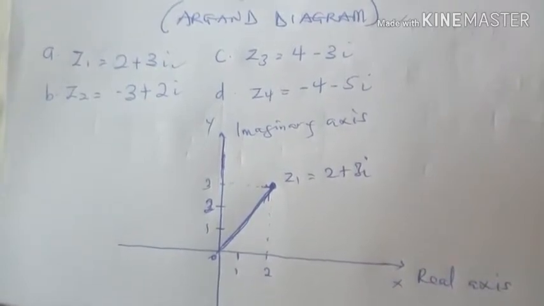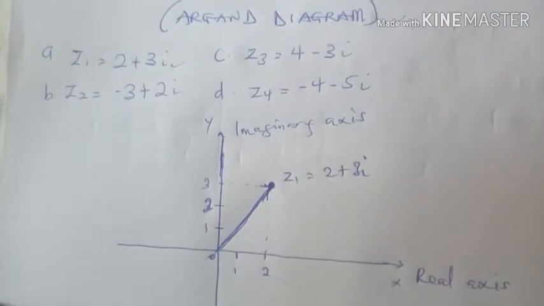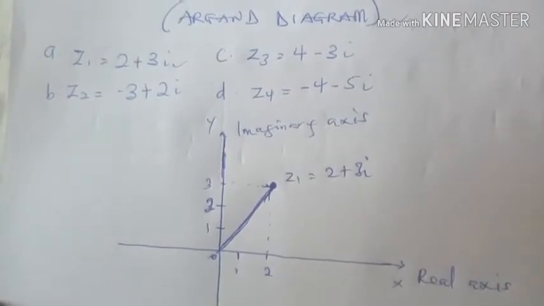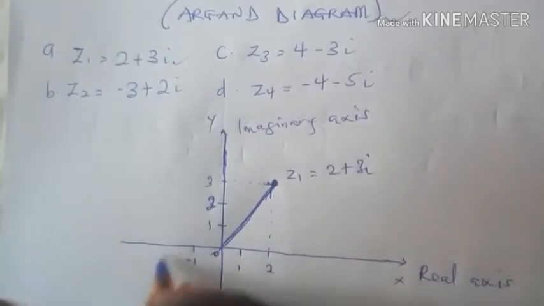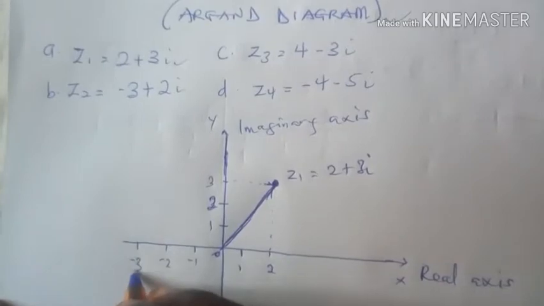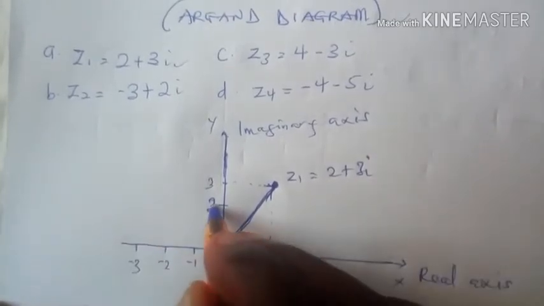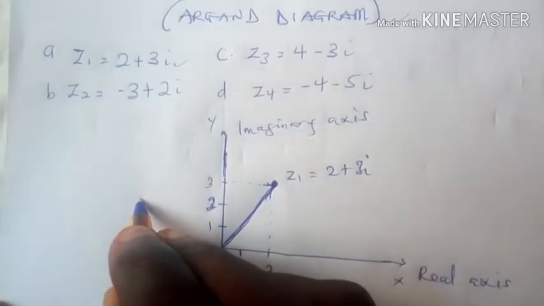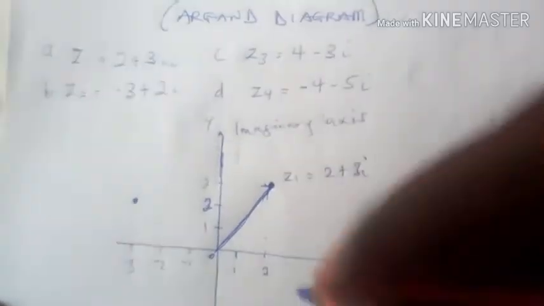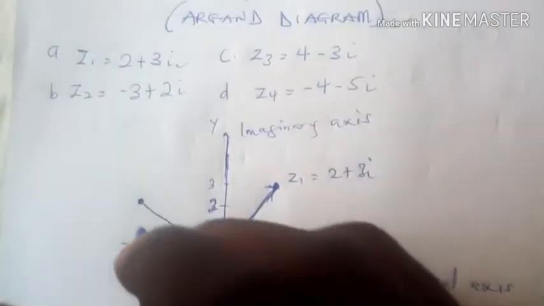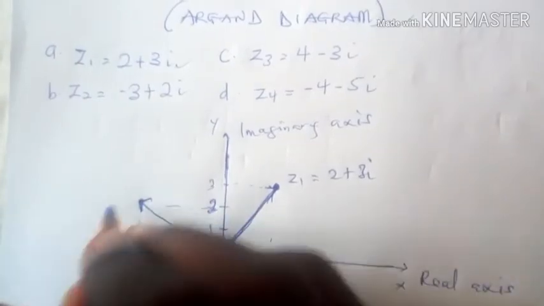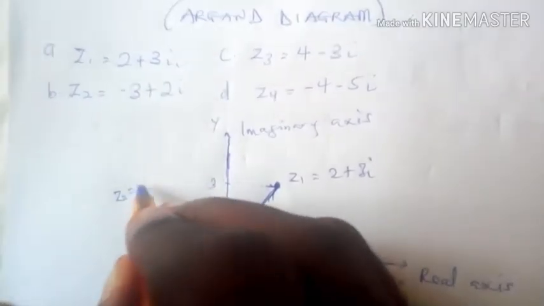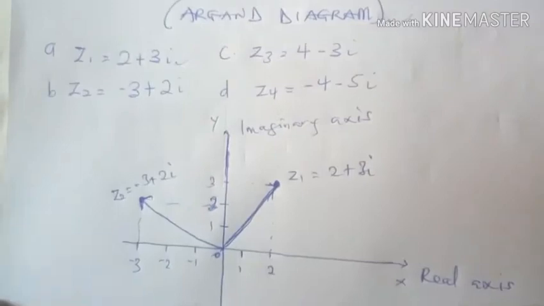Now z2, which is negative 3 plus 2i. Negative 3 on the real axis, so let's say here is negative 3. Then 2 on the imaginary axis. So you can draw a vector to that side, and this becomes your z2, which is negative 3 plus 2i.